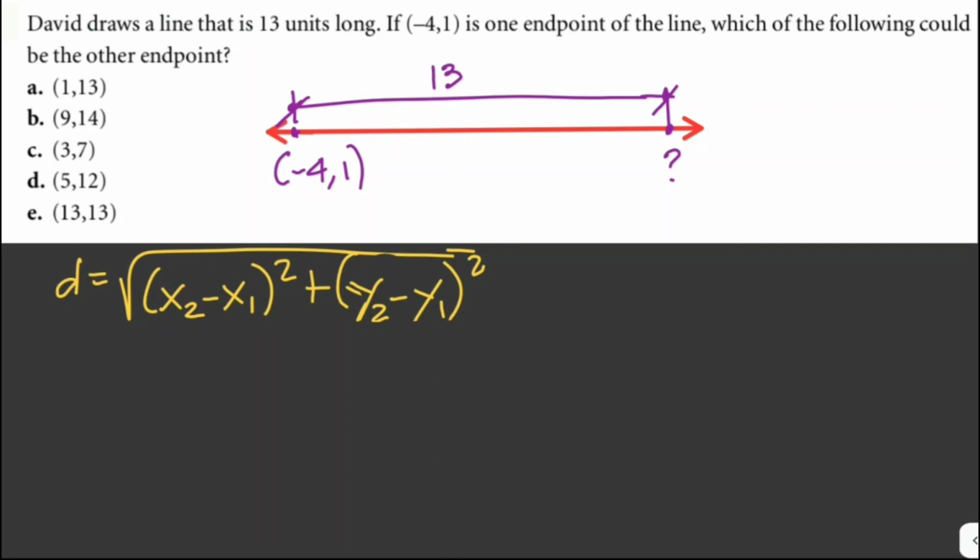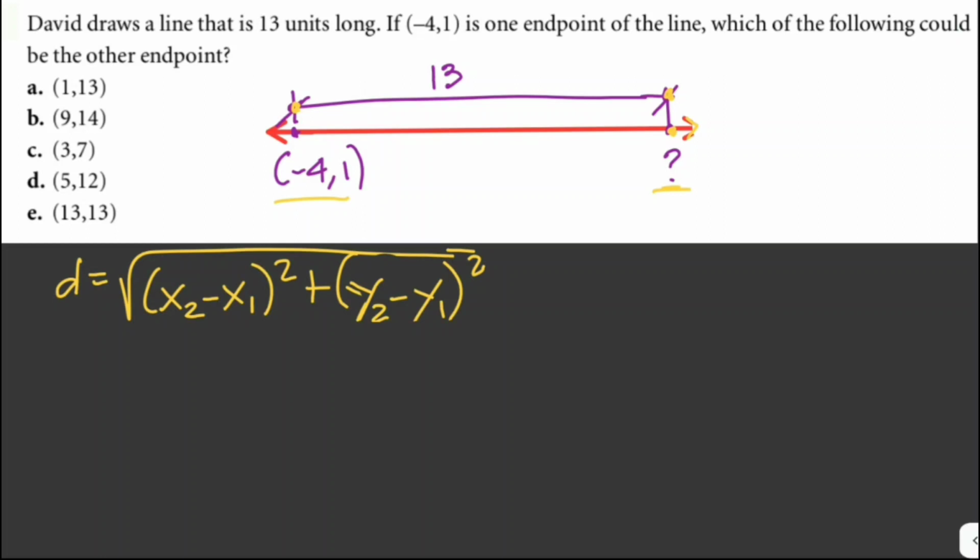David draws a line that is 13 units long. If negative 4, 1 is one endpoint of the line, which of the following would be the other endpoint? So if this is our line here, and we're given one endpoint, which is negative 4, 1, we need to find this other endpoint. But since we're given that the line is 13 units long, that means the distance from this point to this one is equal to 13.